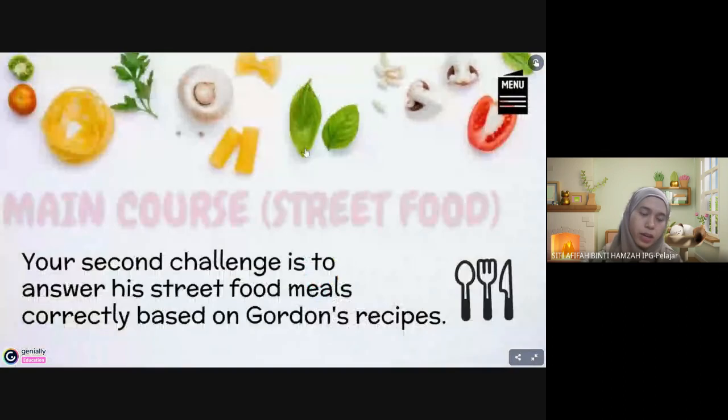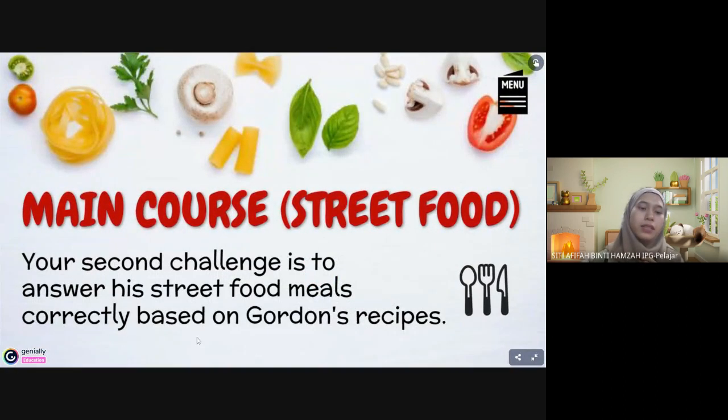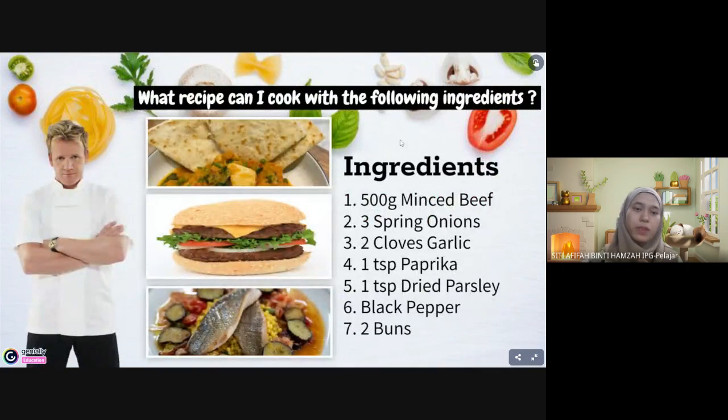Okay, next one, reading skill. This is the instruction. Main course, which is street food. We can find these pictures of street food in the textbooks that I have inserted into the game. The students need to read the ingredients or the recipes, and guess which picture shows the best for the recipe.